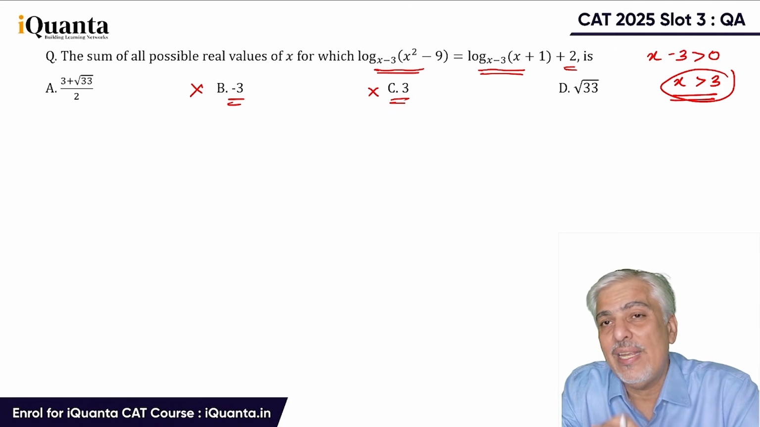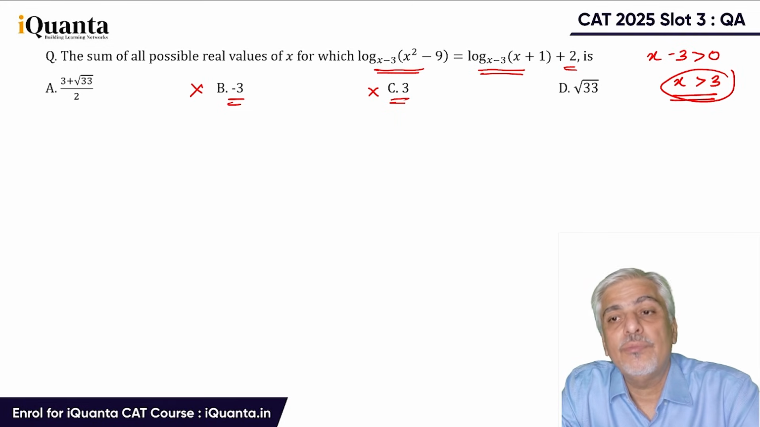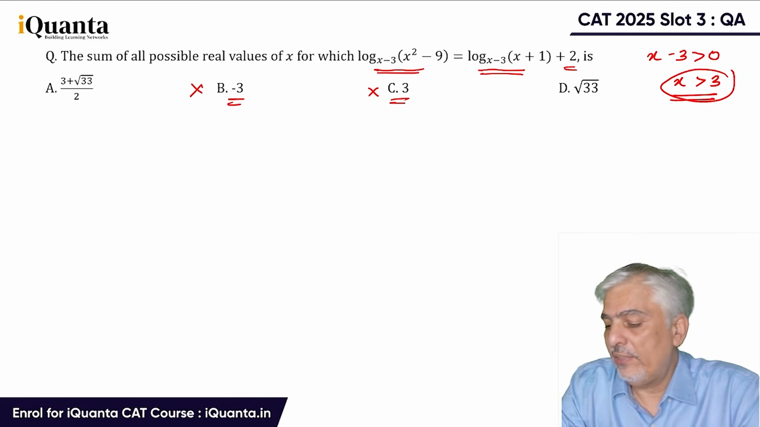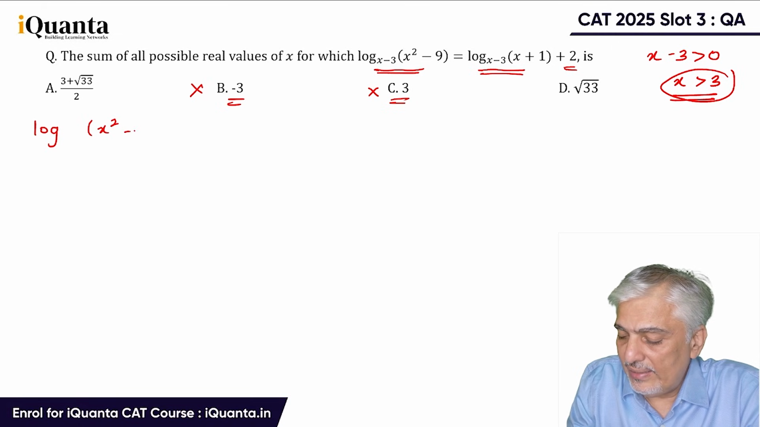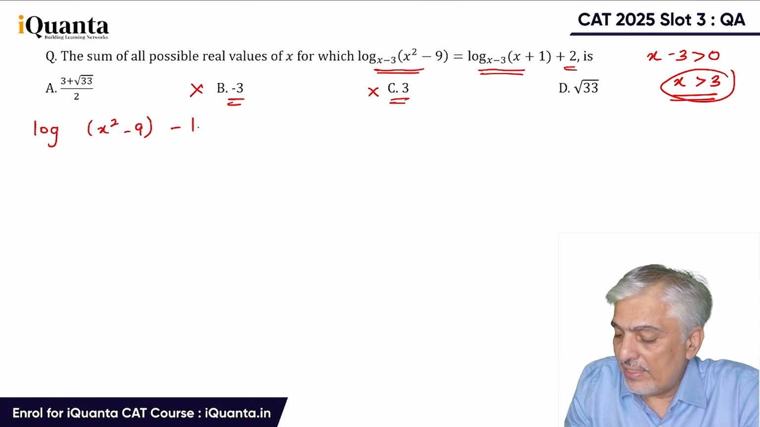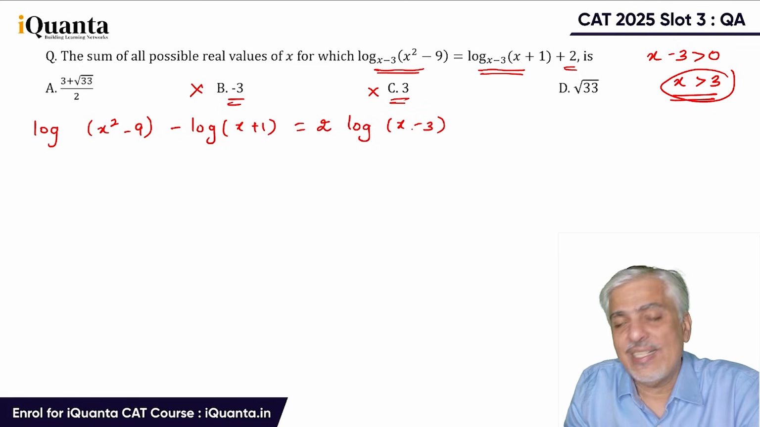And that is the main thing. If you've done this right at the start, the trap which was set by the examiner would have been removed. Okay, pay attention very carefully. So log x square minus 9 minus log x plus 1, both to base x minus 3, so I'm not even writing it, is equal to 2 log x minus 3 to base x minus 3.